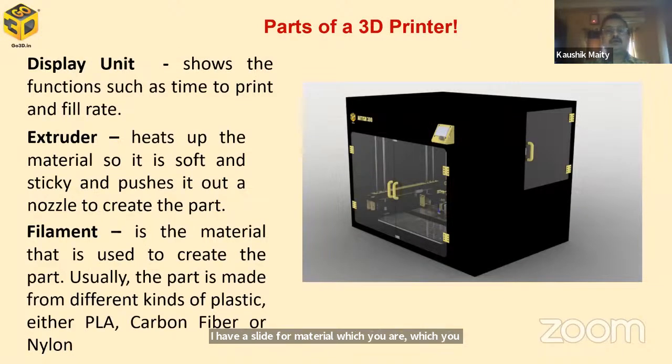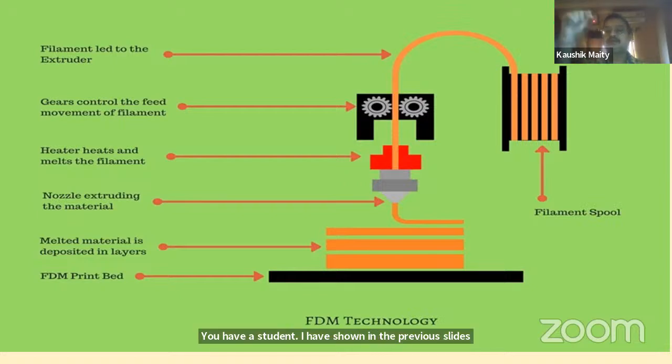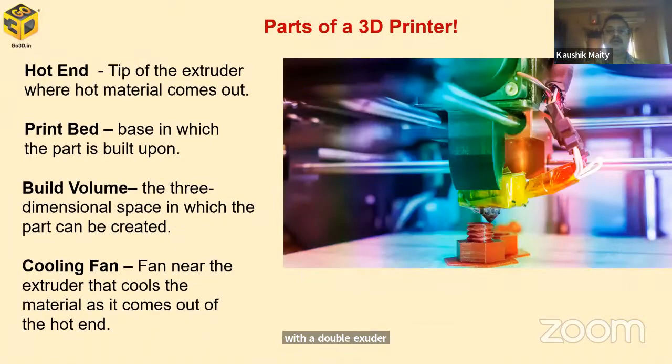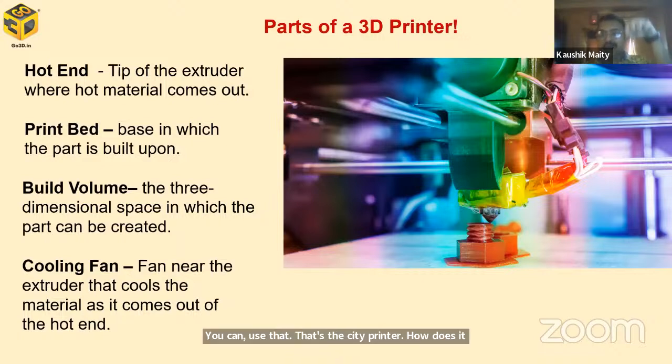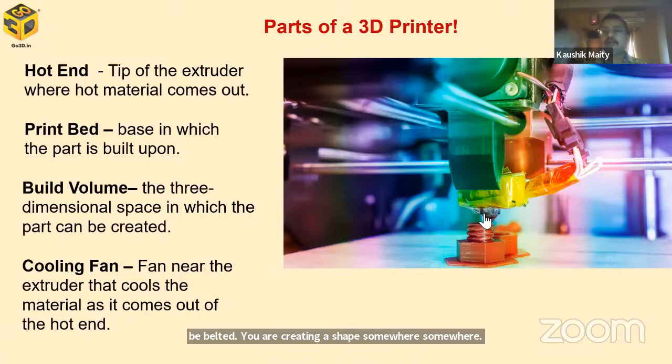You have an extruder. I have shown you in the previous slides that you have an extruder through which the filament goes down and it prints, whether it is a single extruder or a double extruder. That is a 3D printer. How does the 3D printer work? There is a hot end tip of the extruder, which is very hot because the material has to be melted. You are creating a shape somewhere. So what happens is you have to melt that material because it is like a wire, right? It is a filament. So we have to melt it.